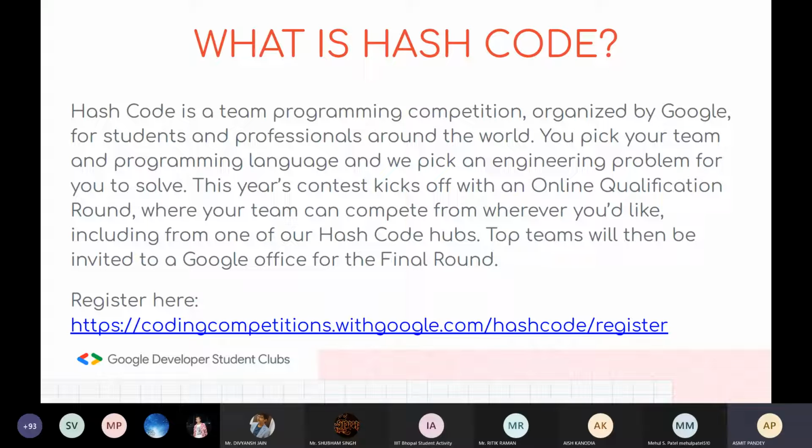This year's contest kicks off with an online qualification round where your team can compete from wherever you would like, including from one of our HashCode hubs. Top teams will then be invited to a Google office for the final round.